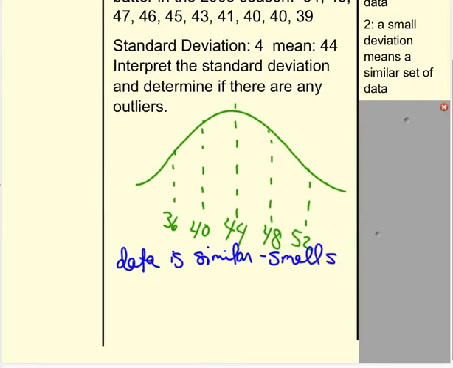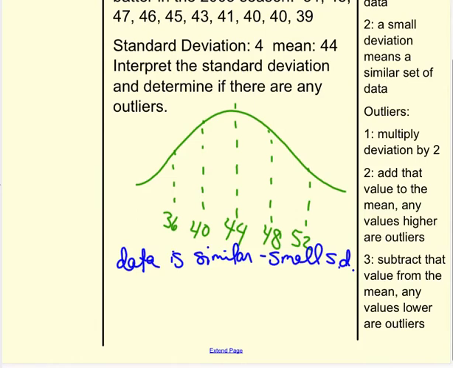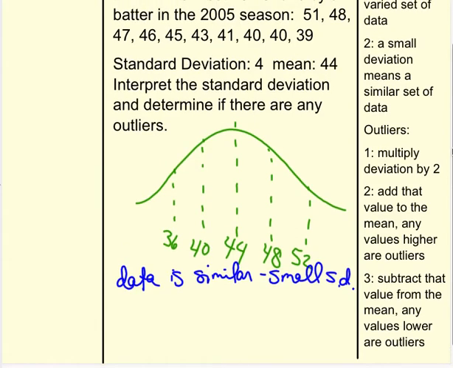I'm going to abbreviate SD for standard deviation. So now, going back to my diagram, here's how you determine if you have outliers. You can either do like I did and just add 4 and subtract 4 twice, or you can multiply your deviation by 2, so 4 times 2 is 8, add that value to the mean, which would give us 52. So looking through, do we have any data values higher than 52? And the answer is no, so we have no high outliers.